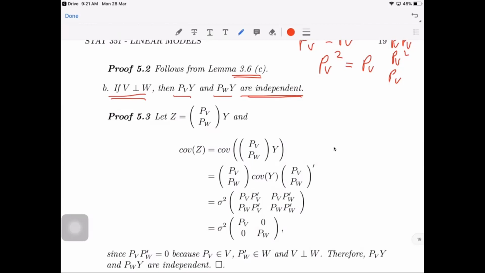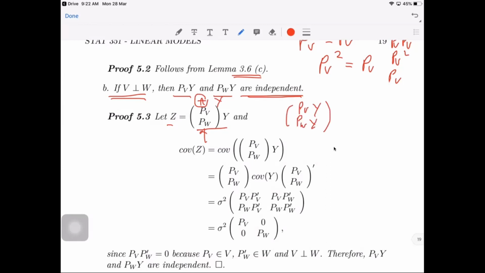suppose we write Z as this, which will be AY, no? Where your A here is the vector PV and PW. So what we want is PVY and PWY, no? That is how it looks first.